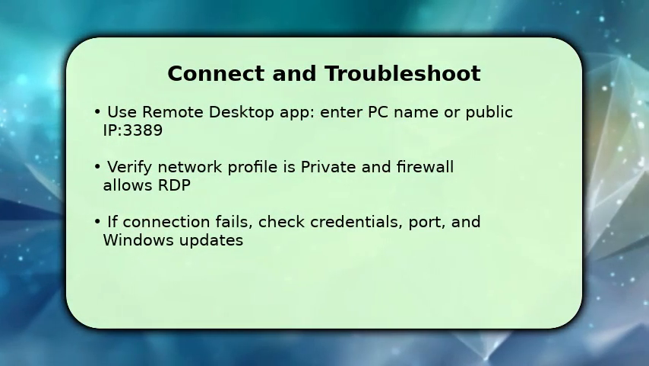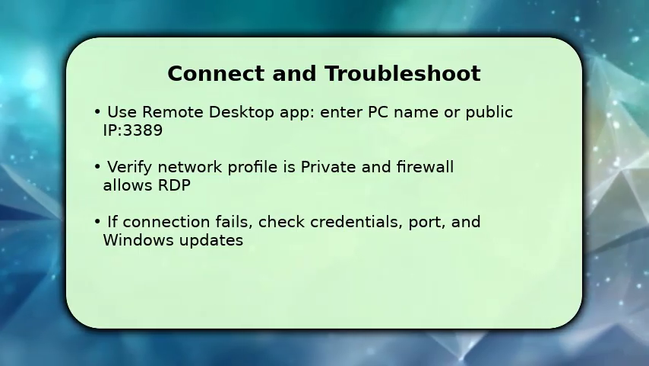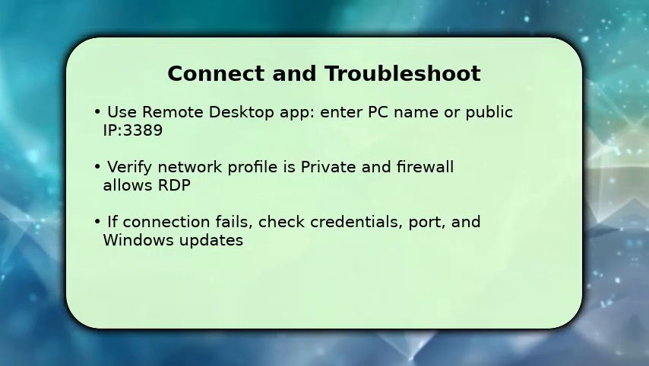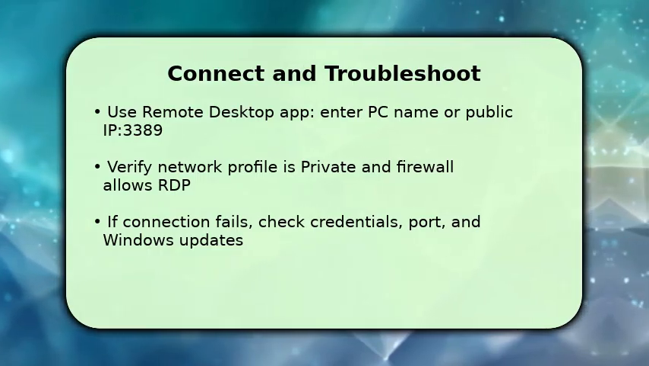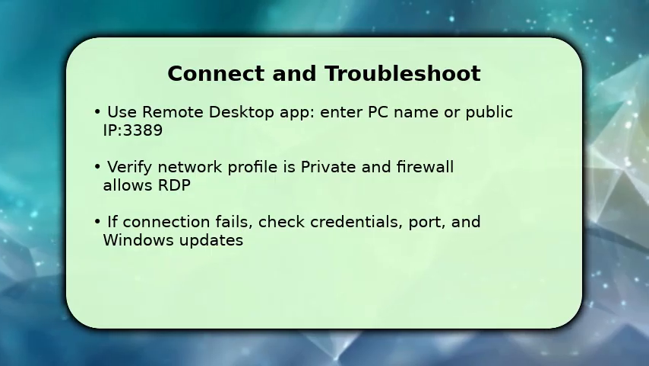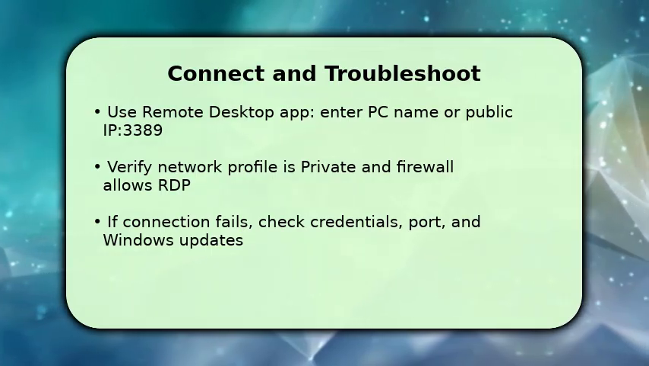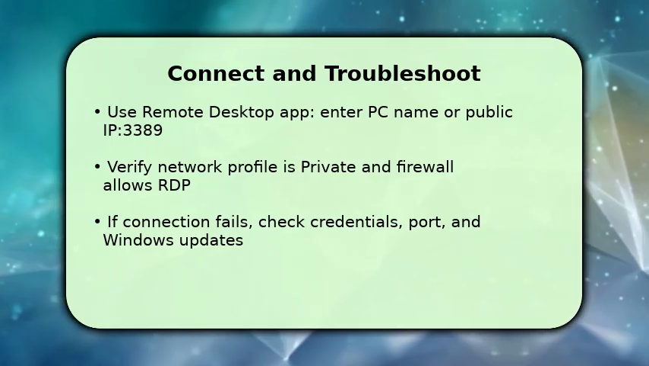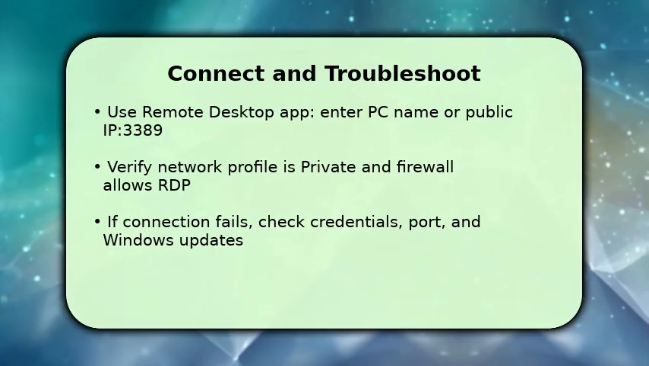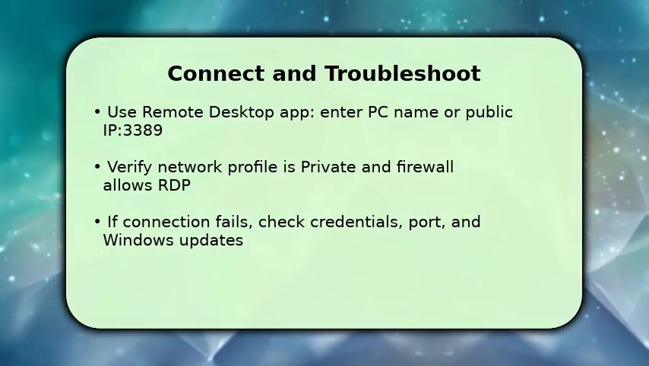Finally, open the Remote Desktop app on the client, enter the PC name or public IP followed by 3389 if needed, and sign in with the allowed account. Make sure the host network profile is private so file and remote sharing rules apply, and confirm Windows Firewall permits Remote Desktop. If you run into issues, first recheck credentials and that port forwarding and the host IP are correct.